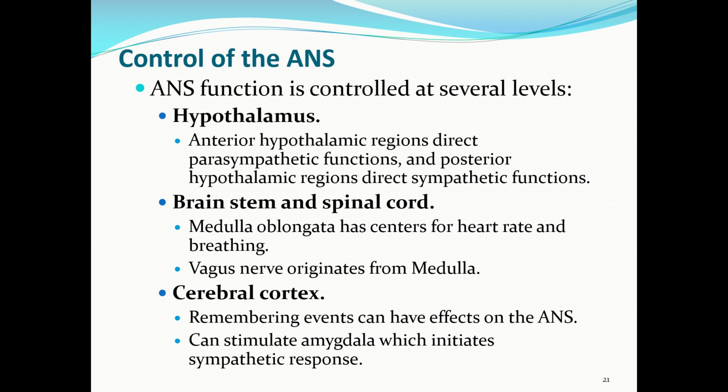The autonomic nervous system function is controlled at several central nervous system levels. So we see the hypothalamus, brainstem and spinal cord, and the cerebral cortex. So with the hypothalamus, the anterior hypothalamic regions direct parasympathetic functions, and the posterior hypothalamic regions direct sympathetic functions. In the brain and spinal cord, the medulla oblongata has centers for heart rate and breathing, and the vagus nerve originates from the medulla.